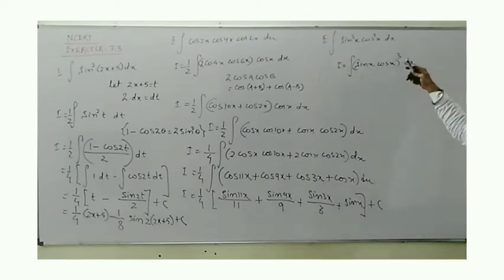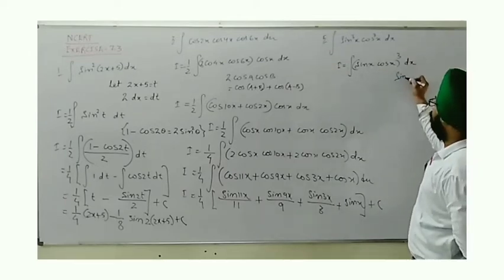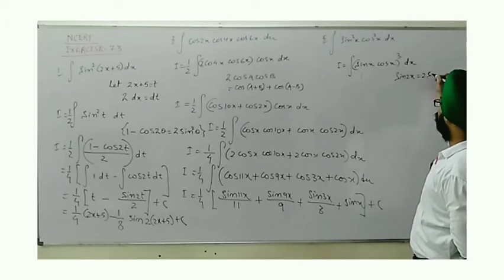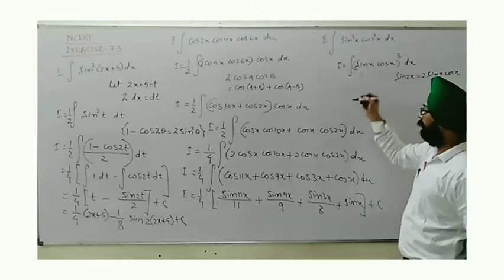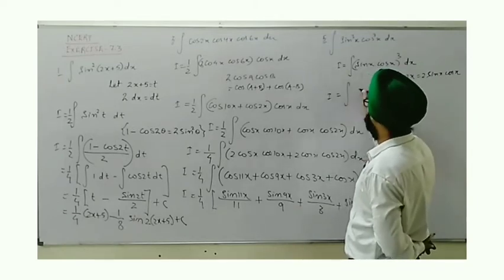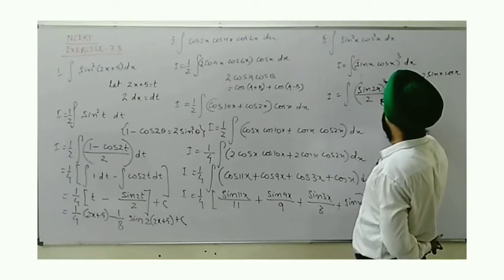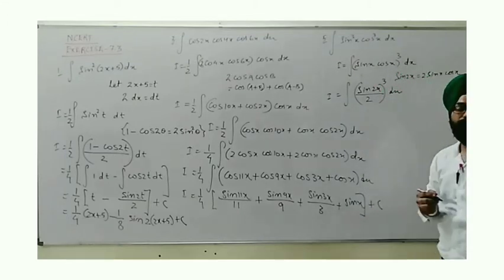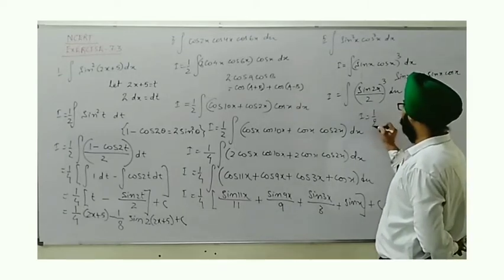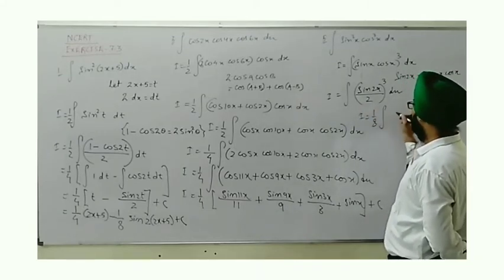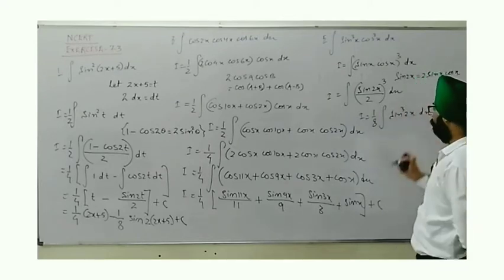Cube can be taken out. As soon as we do, we know the identity sin 2x equal to 2 sin x cos x. So using this relation I can replace the function as sin 2x upon 2 whole cube dx. As soon as I do, I see that we have the function as 1 upon 8, this constant I have taken as coefficient, sin cube 2x dx.